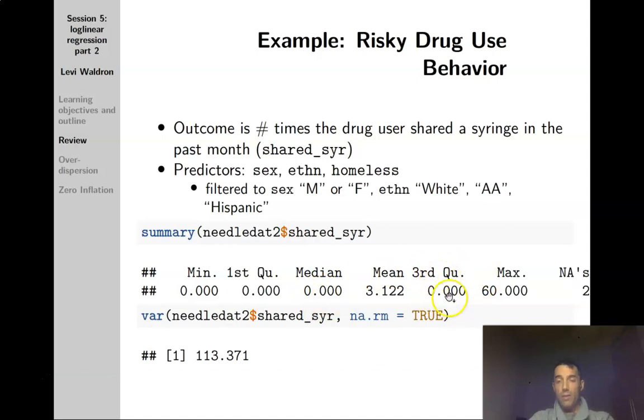The third quartile is also 0, that means that actually at least 3/4 of the counts are 0. The mean is 3 and the maximum is 60. So this is clearly not normally distributed. It's also clearly not Poisson distributed. The mean is 3 and the variance is 113. So the variance is much higher than the mean, which is to say that it is over-dispersed. There's more dispersion than we would expect from a Poisson distribution.